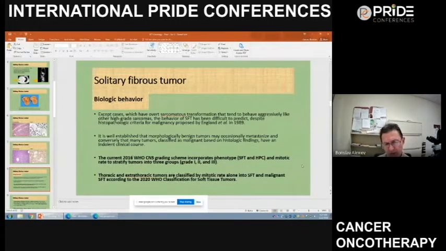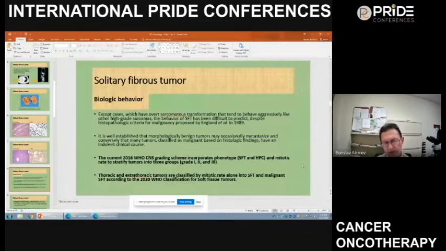As far as the biologic behavior is concerned, except for cases which have overt sarcomatous transformation and tend to behave like conventional high-grade sarcoma, the behavior of SFT has been difficult to predict, despite histopathological criteria for malignancy proposed by England and colleagues in 1989. It is well established that morphologically benign tumors may occasionally metastasize, and conversely, many tumors classified as malignant based on histologic findings alone have an indolent clinical course.